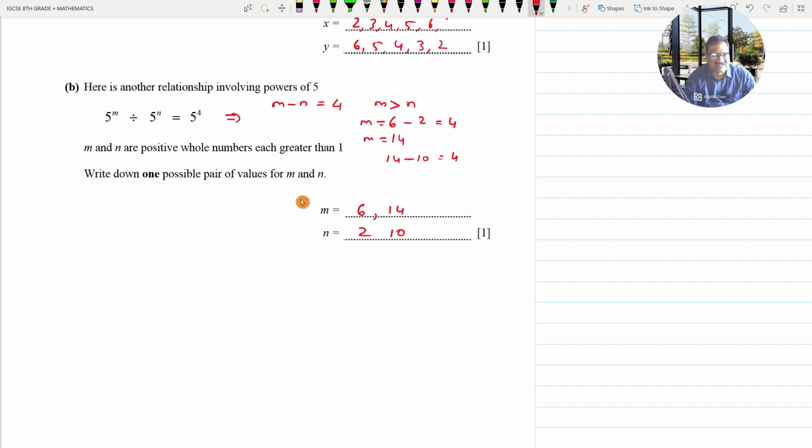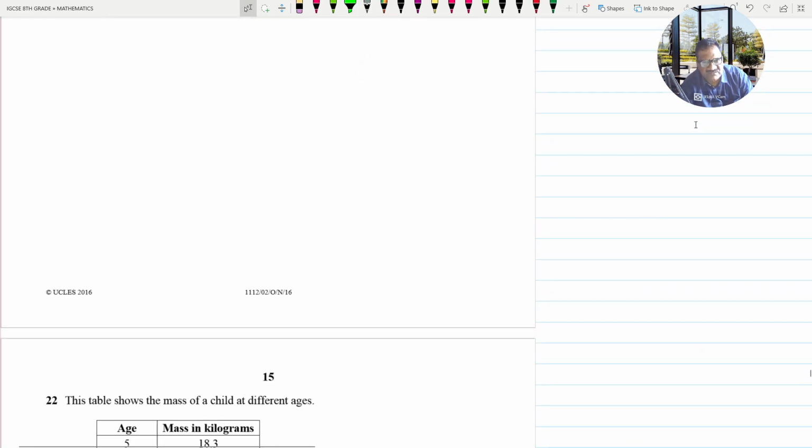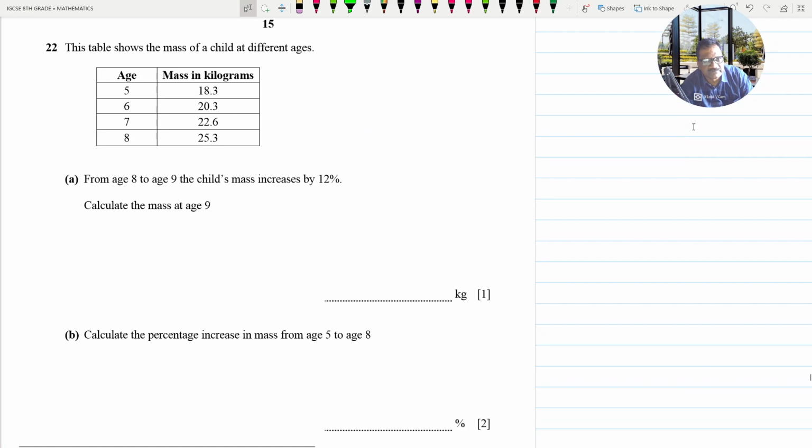So there are two answers for this, 6 and 14, and 2 and 10. For m, 6 and 14; for n, 2 and 10. That was question number 21, A and B both done. Now let us move on to question number 22.